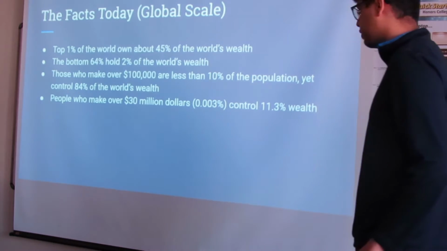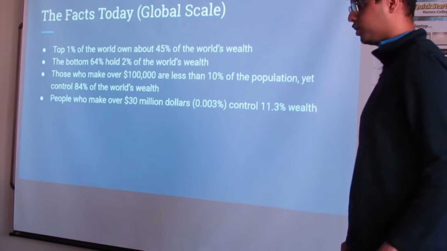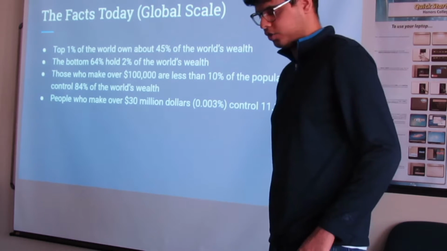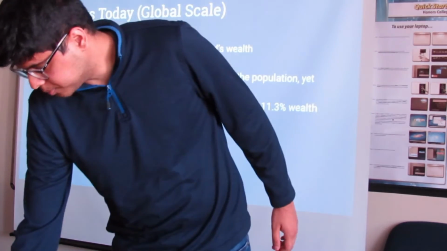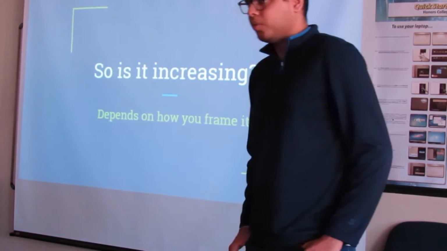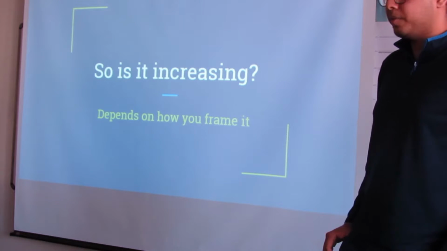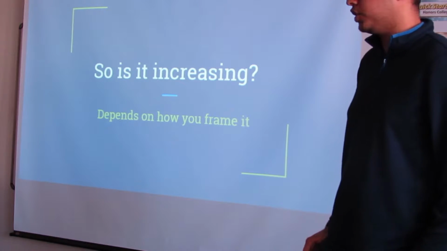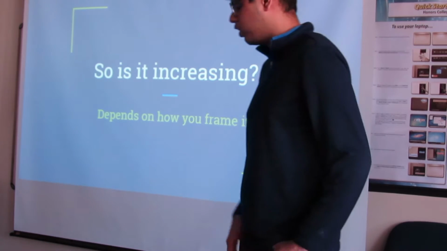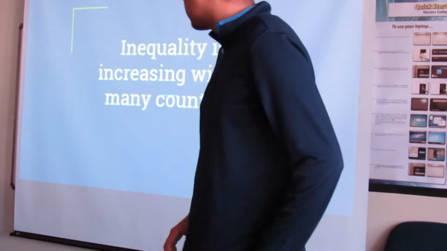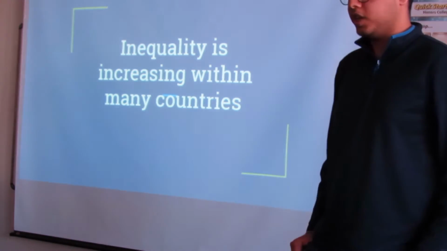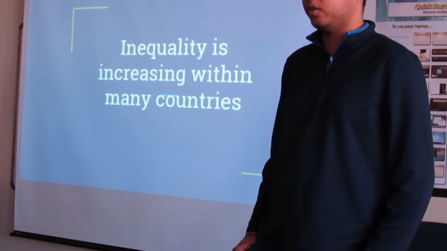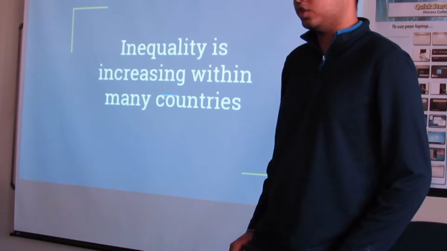As well as these other figures here that people who make over $30 million control about 11.3% of the wealth, meaning that the higher you go, the more the concentration of wealth. So based on my research, different websites and articles say that it's either increasing or decreasing, but it depends on how you frame it. So inequality is generally increasing within many countries. However, there are some exceptions, but generally throughout the world since about the 1980s, there's been an increase in wealth inequality.